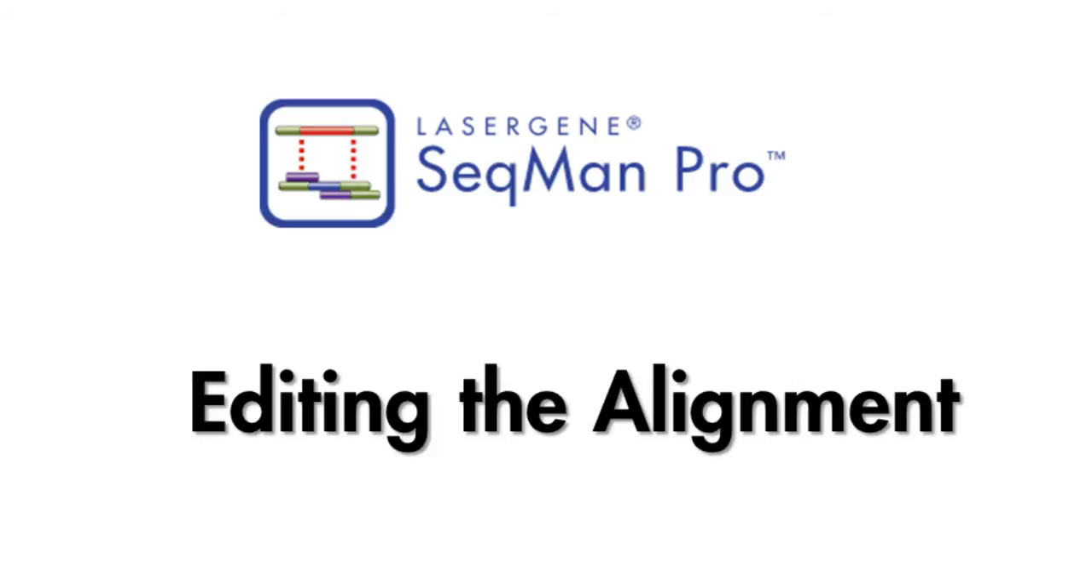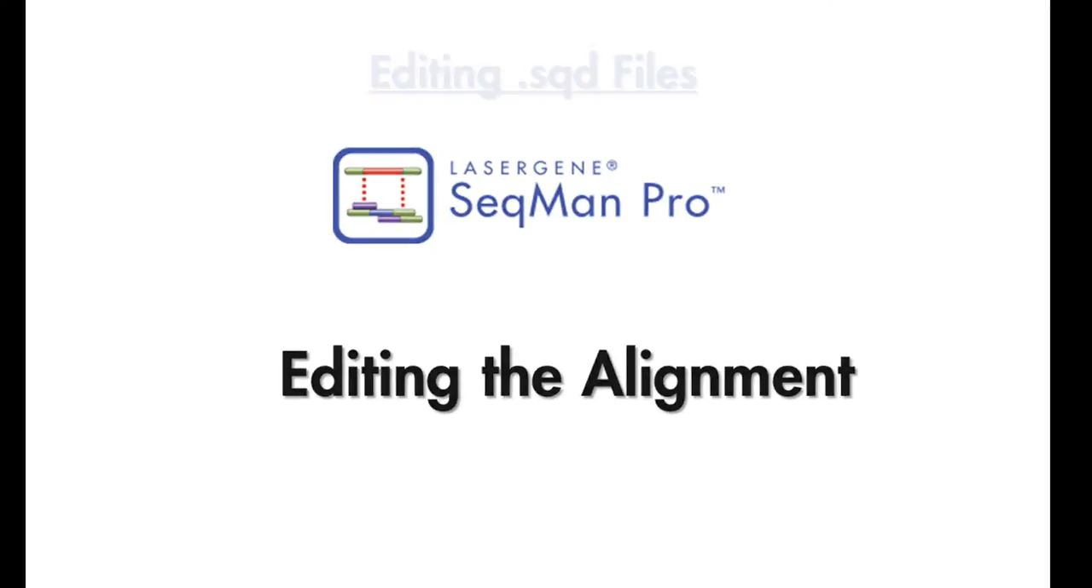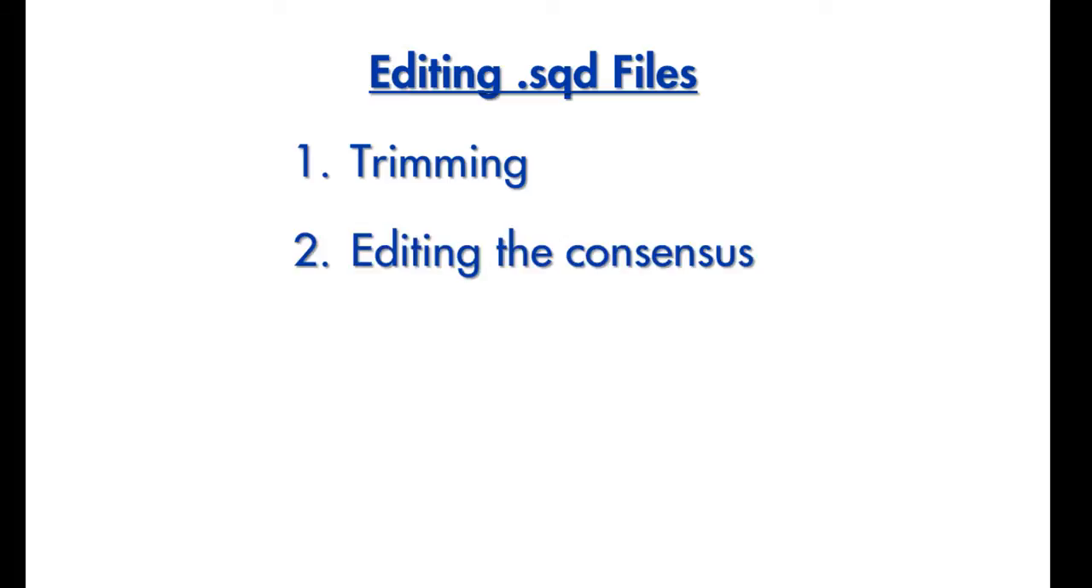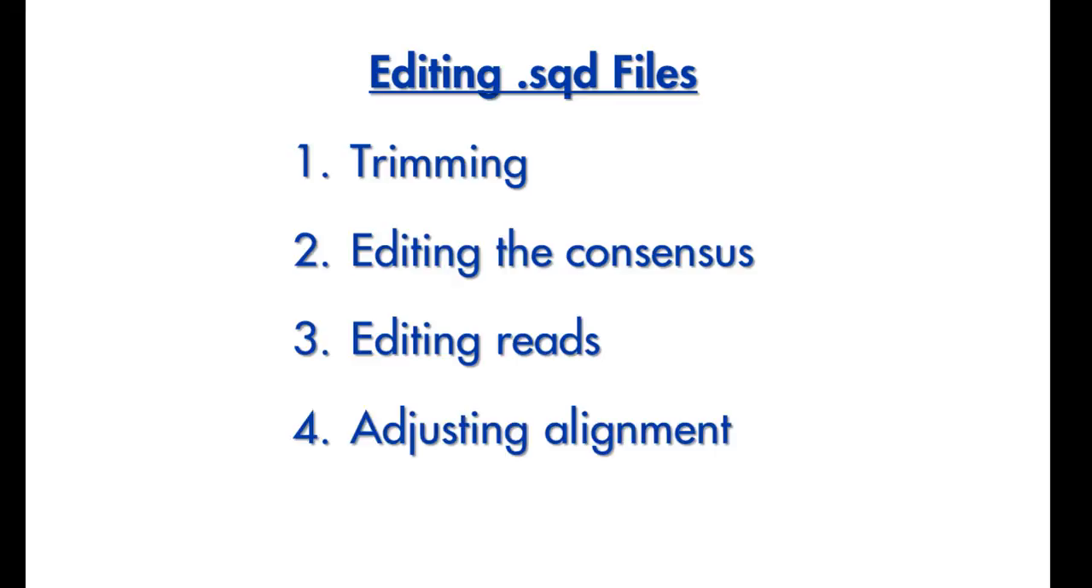In this video, we'll look at the editing options available in SeqMan Pro for .sqd project files, including trimming and untrimming individual sequences and groups of sequences, removing conflicts or gaps from the consensus, direct editing of aligned sequences, alignment adjustments, and finally, exporting the edited consensus and aligned reads. Note that these editing options are not available for BAM files.